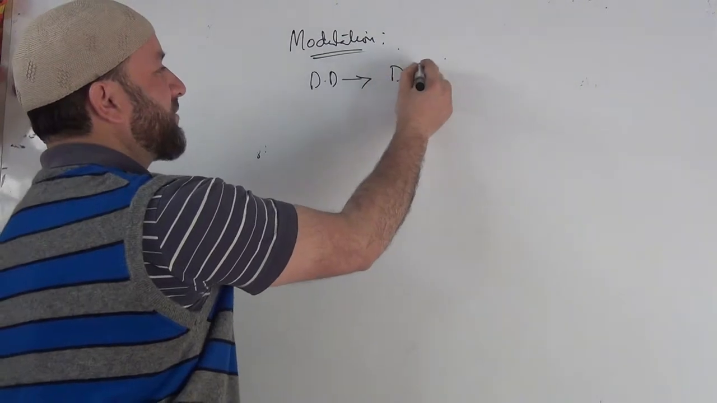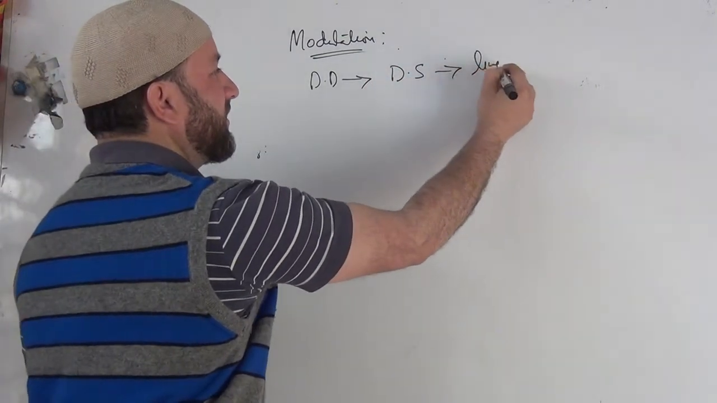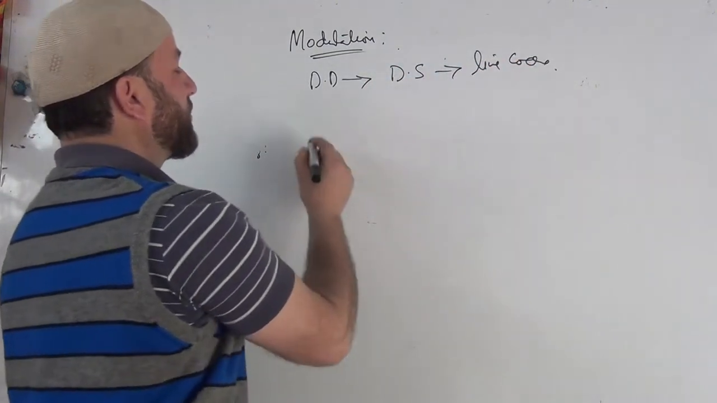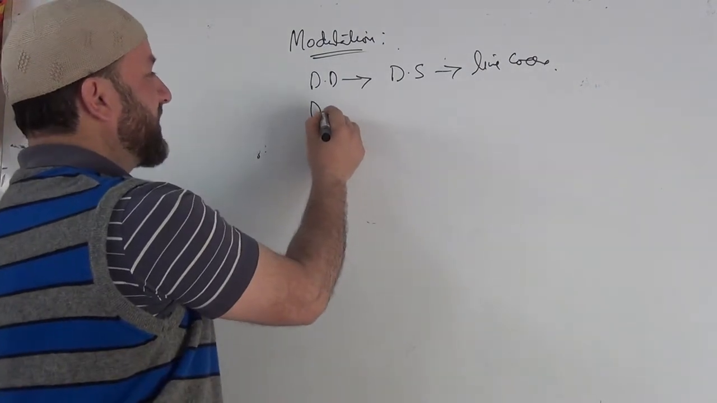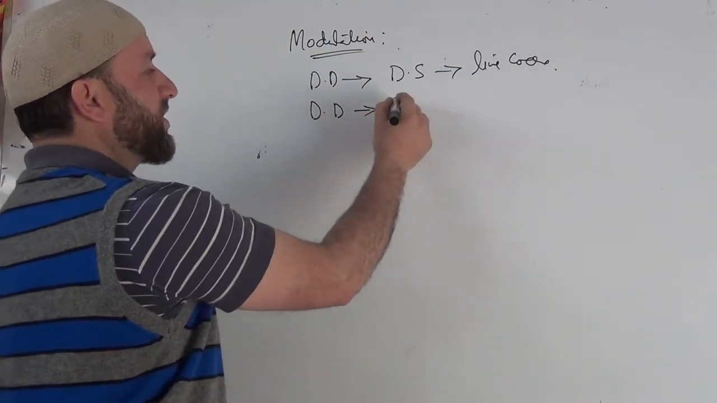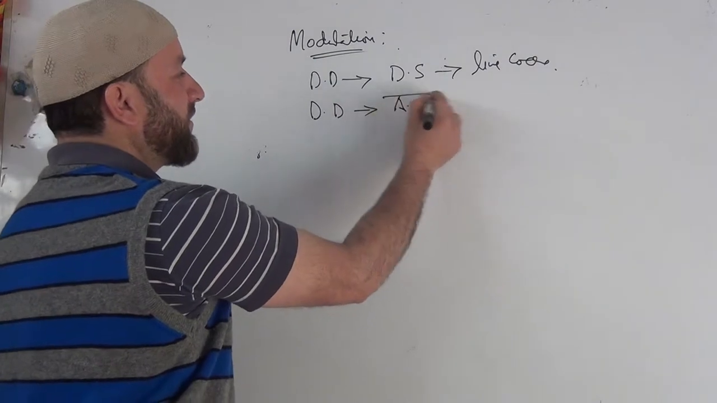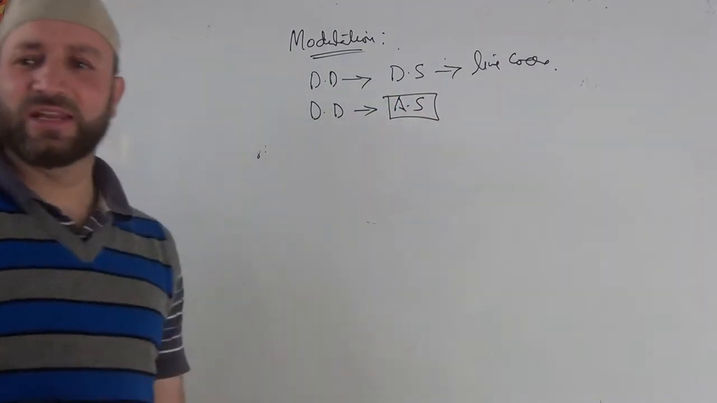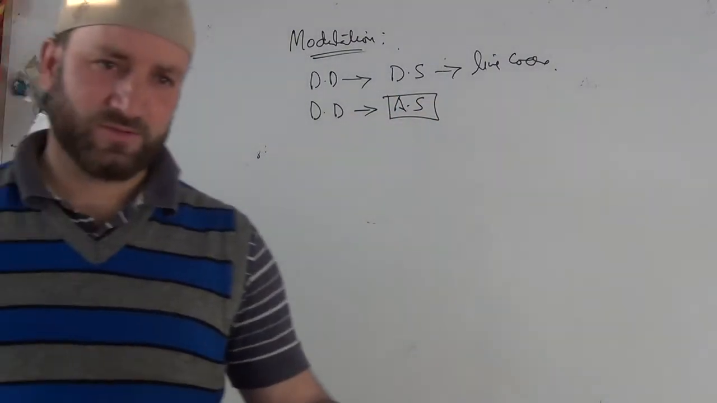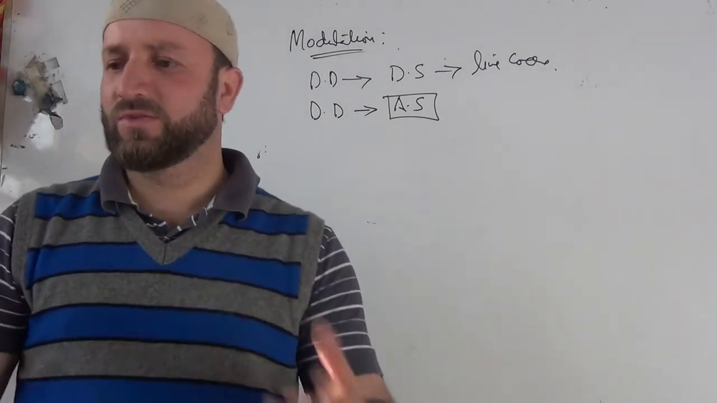So if we have digital data, we convert it into a digital signal. We have done that, that's line coding. Now we have the digital data again, but we convert it into an analog signal. When will we convert it to an analog signal? When the channel is analog. We have an analog channel, so we want to convert it.